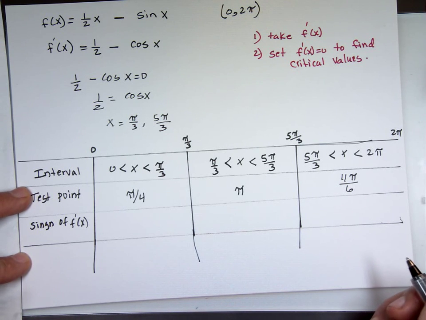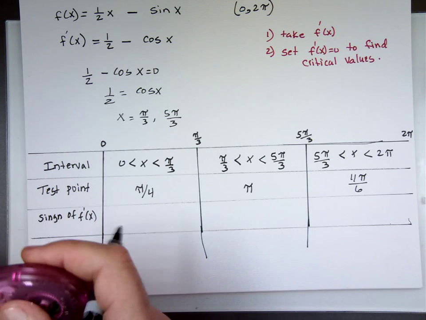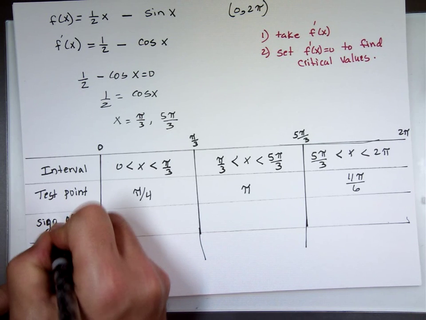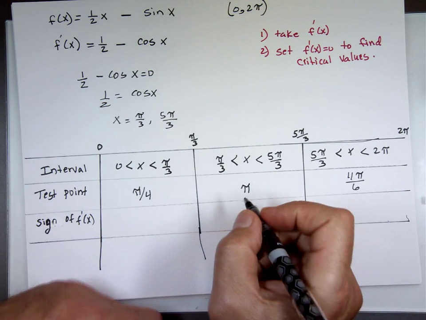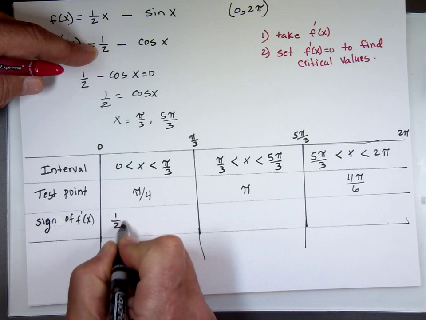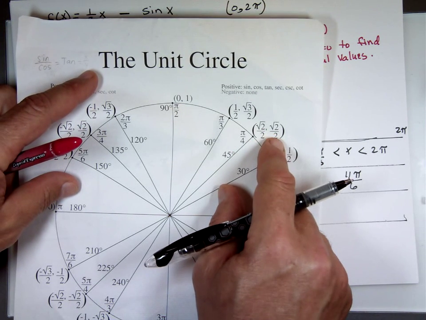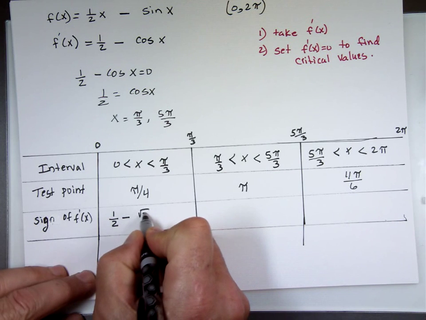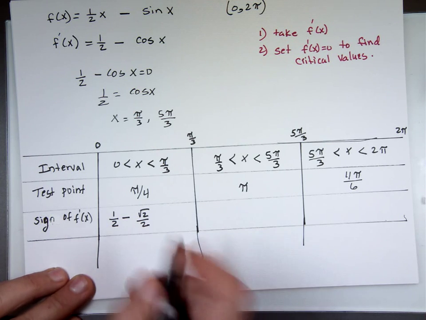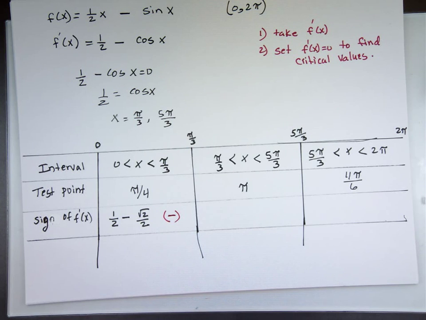Oh, look at how I wrote sign. You can tell I'm getting tired. I wrote sign first, then I said, wait a minute, I need to write the word sign. Sign of f prime of x. Here's f prime of x. If I use pi over 4, it's going to be 1/2 minus the cosine of pi over 4. What's the cosine of pi over 4? Square root of 2 over 2. Here's the good news. You don't have to do the math. This is 0.5. This is 0.7. That's a negative. All I care about is a positive or negative. This number is bigger than this. That's a negative. The value is not important.